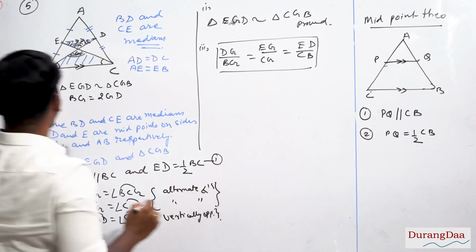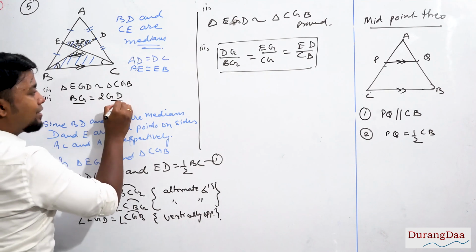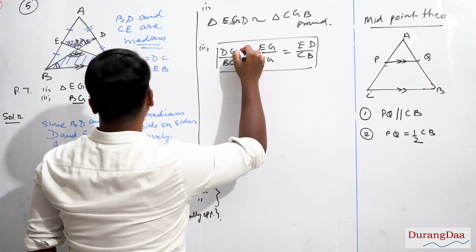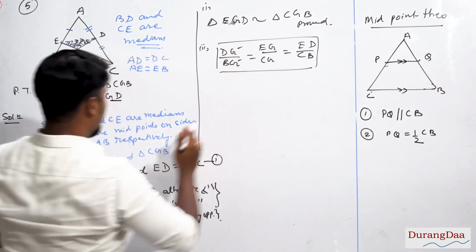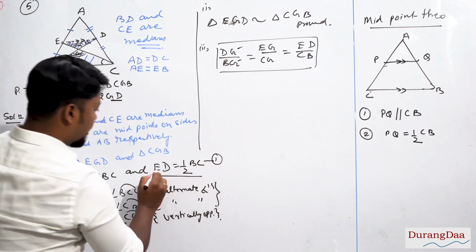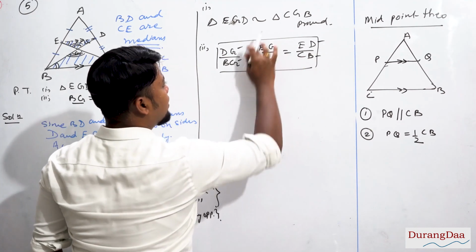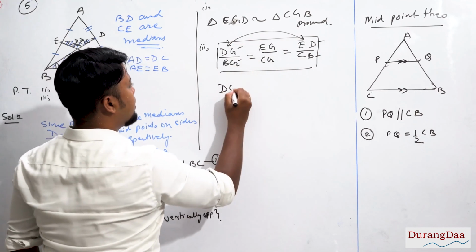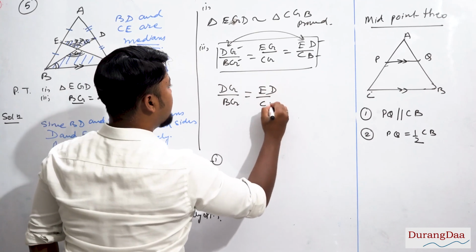Now we have to prove this. Okay, to prove this, you select these sides, BG and GD. We are having BG here and GD here. That means we have to take this term. Second one, you will select the terms from here, ED and BC. ED is here and BC is here. That means this one is not needed. Only you require these two. All right. So DG by BG equals ED by CB.